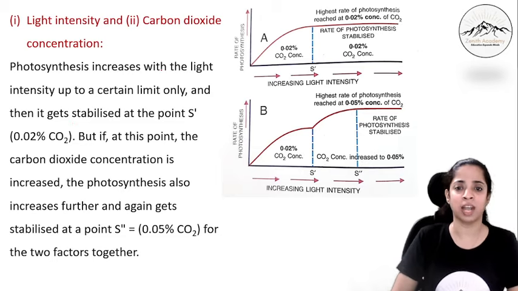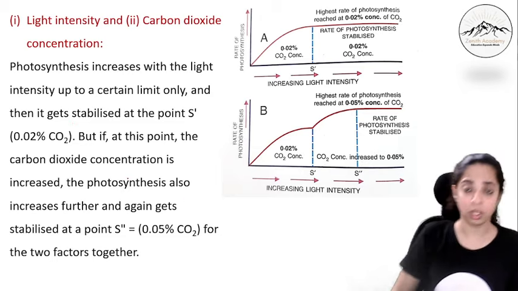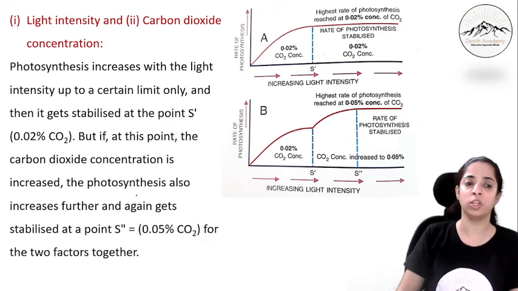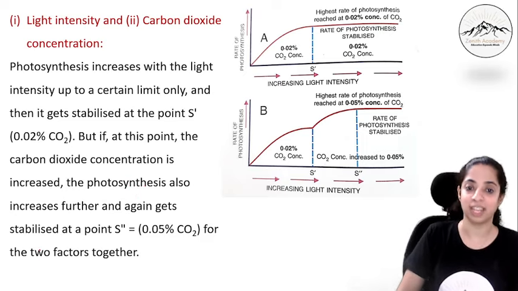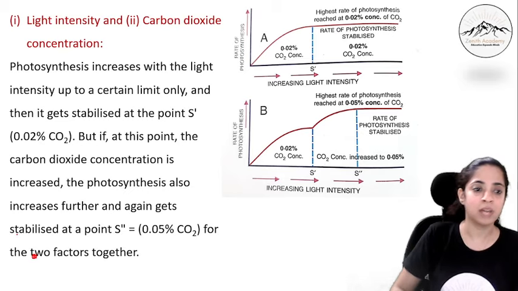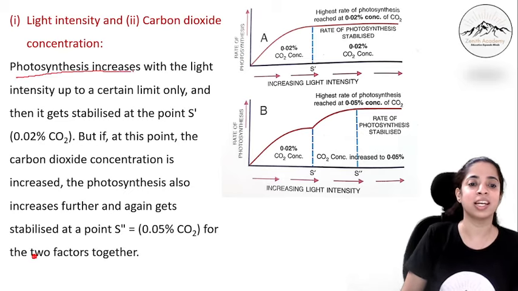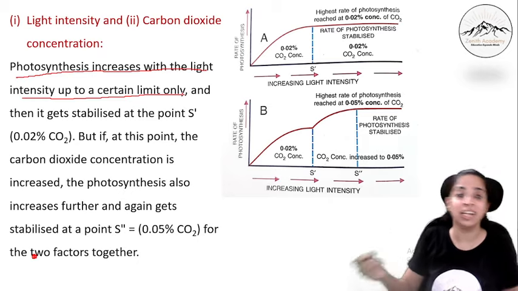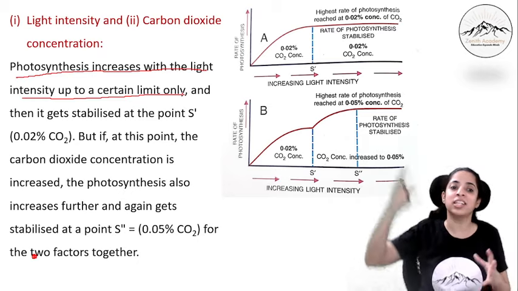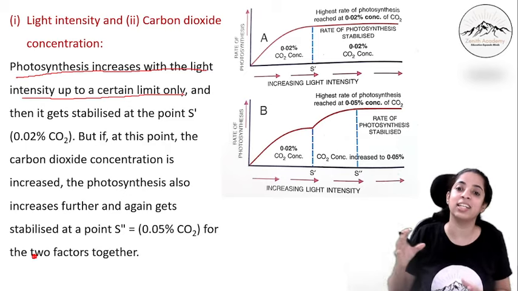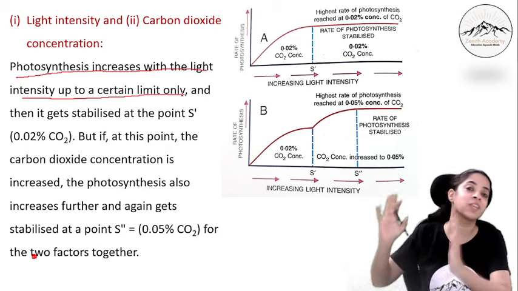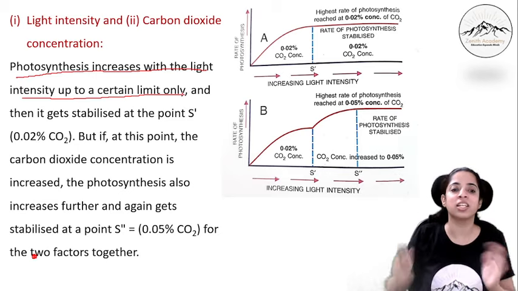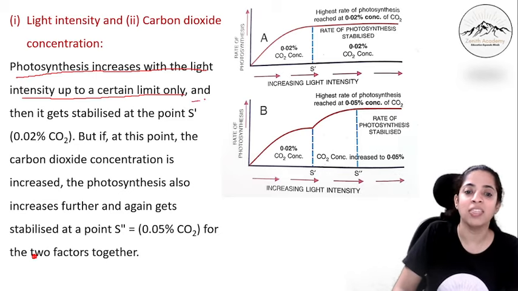See here on the right hand side I have given you a graph. On this slide I will be explaining both light intensity and carbon dioxide concentration. Now see here. Photosynthesis increases with the light intensity up to a certain limit only. We all know that in photosynthesis light is required. If we keep on increasing the light intensity, initially the photosynthesis will keep on increasing, but it will increase up to a certain limit only and then it will get stabilized at point S dash.